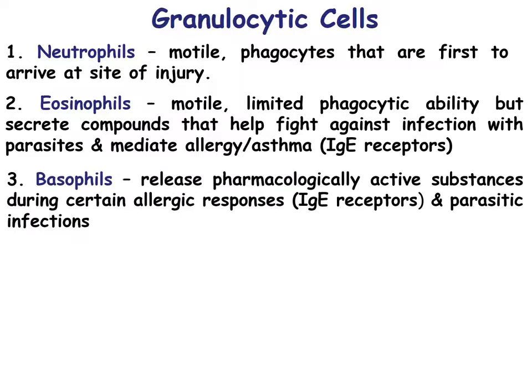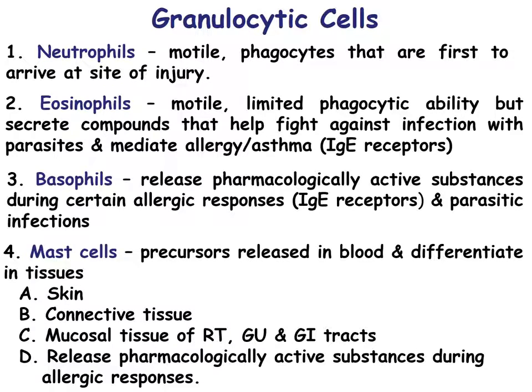Now, basophils also release active substances during allergic responses because, again, they also have receptors for IgE antibodies. And, again, they're also important in parasitic infections. And then there are the mast cells. They believe the precursors are in the blood, and then they get into the tissues where they differentiate into a mast cell. And they line just outside all of the blood vessels, particularly the smaller capillaries.